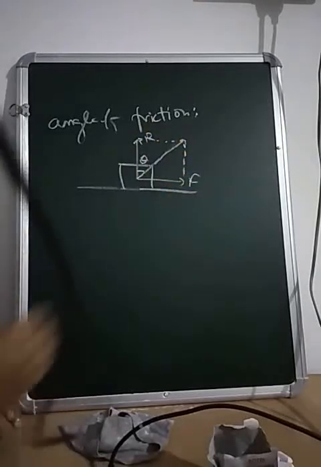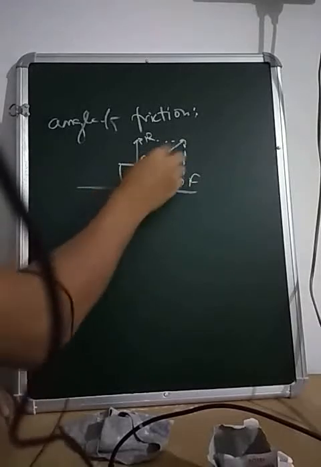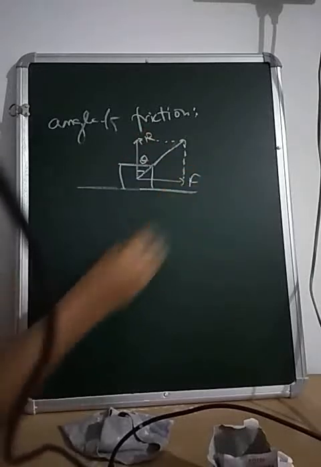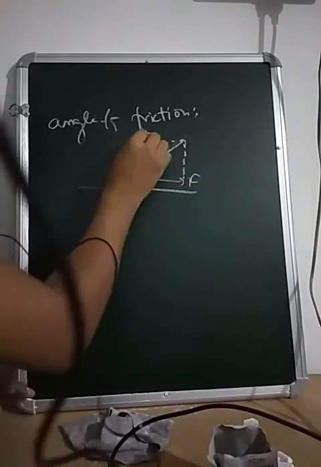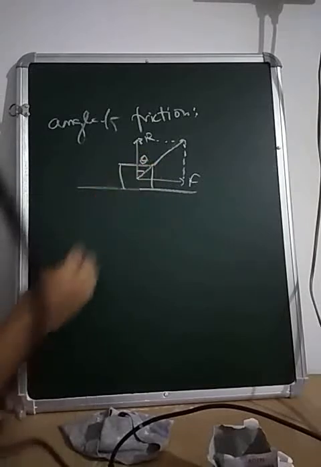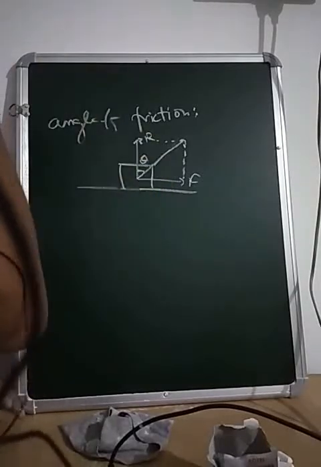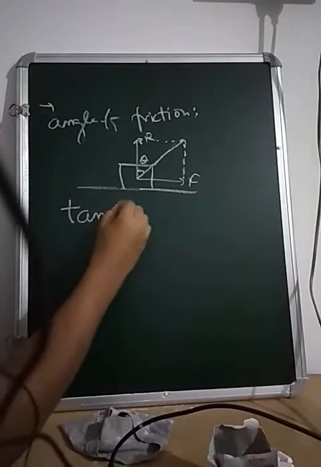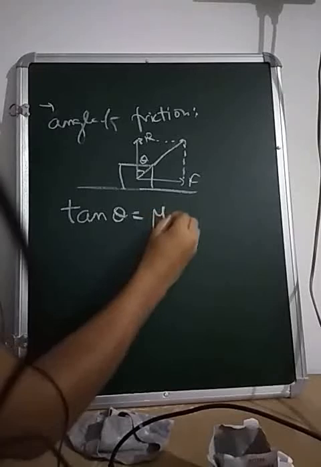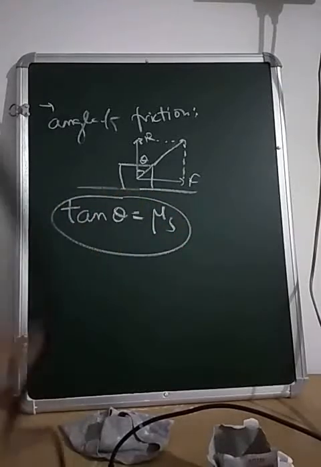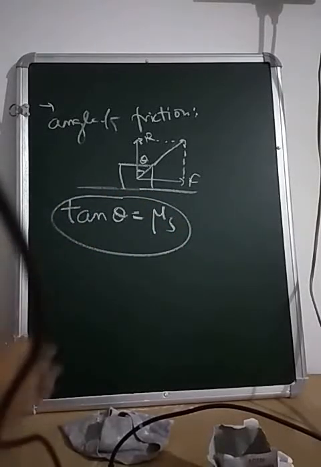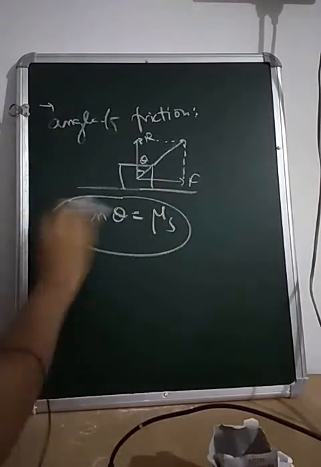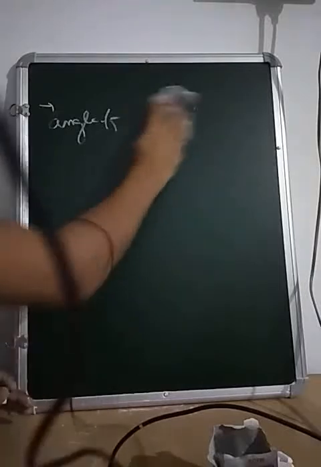So what is the angle of friction? The angle of friction is the angle made by the resultant of normal reaction and limiting static frictional force with the normal reaction. So this is the angle of friction, and what we get is that the tangent of the angle of friction is equal to the coefficient of static friction. Okay, this relation was derived.